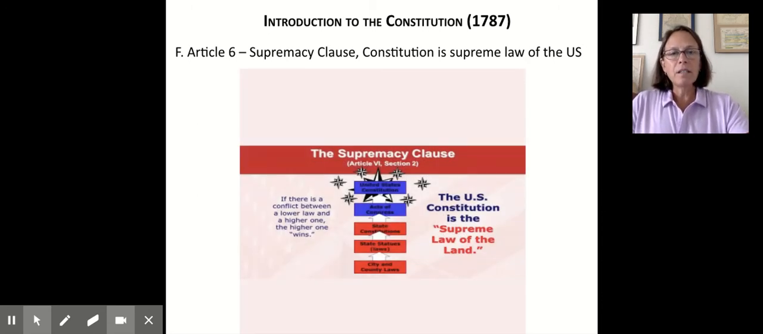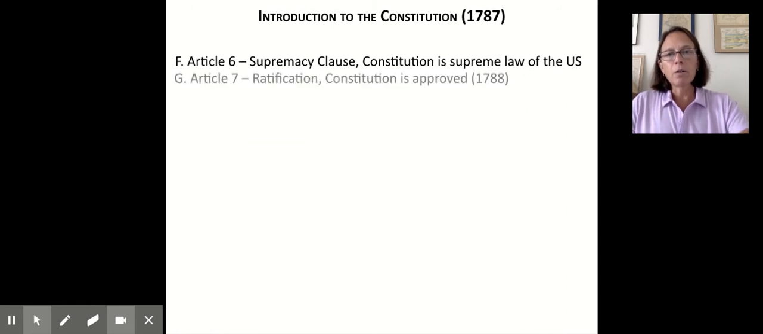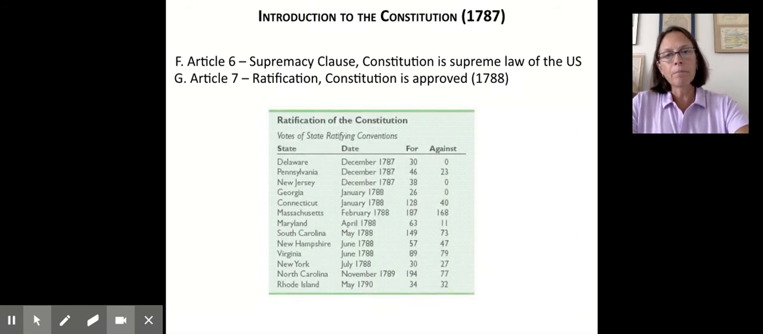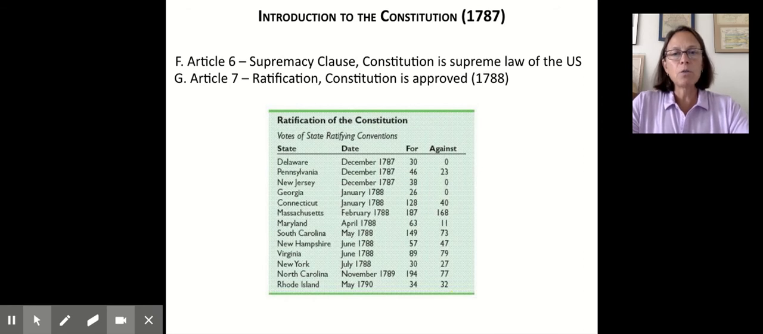Next is Article 7, that is the ratification. Obviously, this document had to be ratified by the 13 states, and you needed 9 states to ratify this in order for it to take effect. And Delaware, their nickname is the First State, because they were the first state to ratify the document in December of 1787. And you can see the vote there, 30-0.